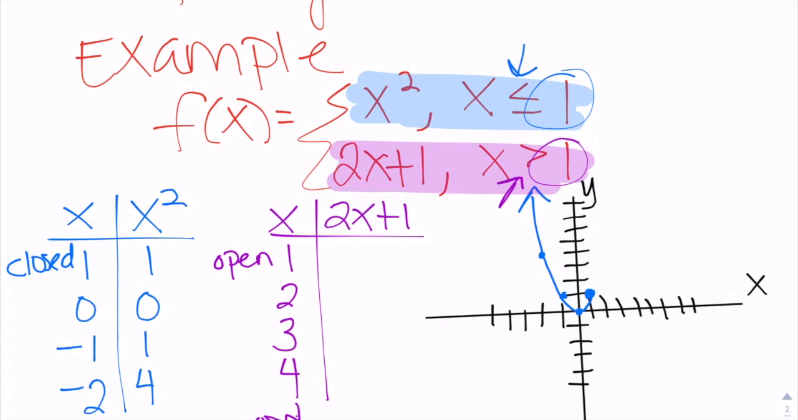And so now we're going to evaluate this. 2 times 1 is 2, plus 1 is 3. 2 times 2 is 4, plus 1 is 5. 2 times 3 is 6, plus 1 is 7. And 2 times 4 is 8, plus 1 is 9. And now we plot. We have an open circle at (1, 3), and then (2, 5), then (3, 7), and then (4, 9). Then we connect with an arrow on the end. And that would be our graph for that function.